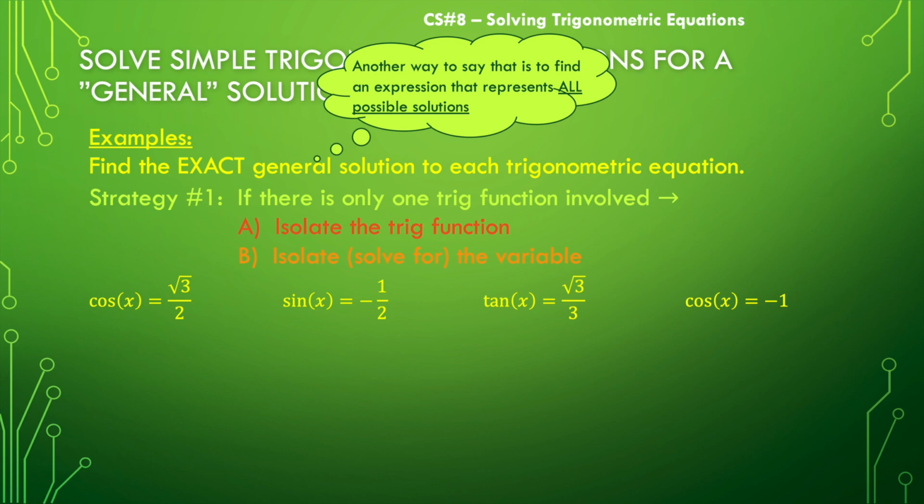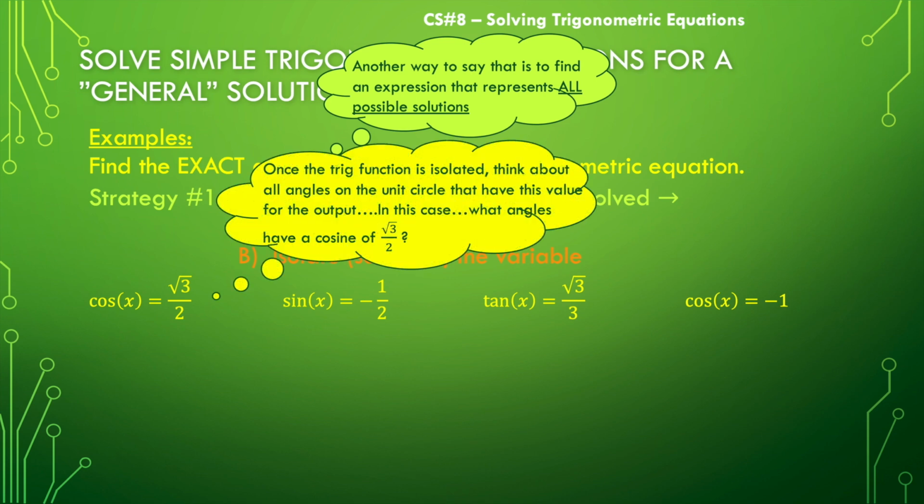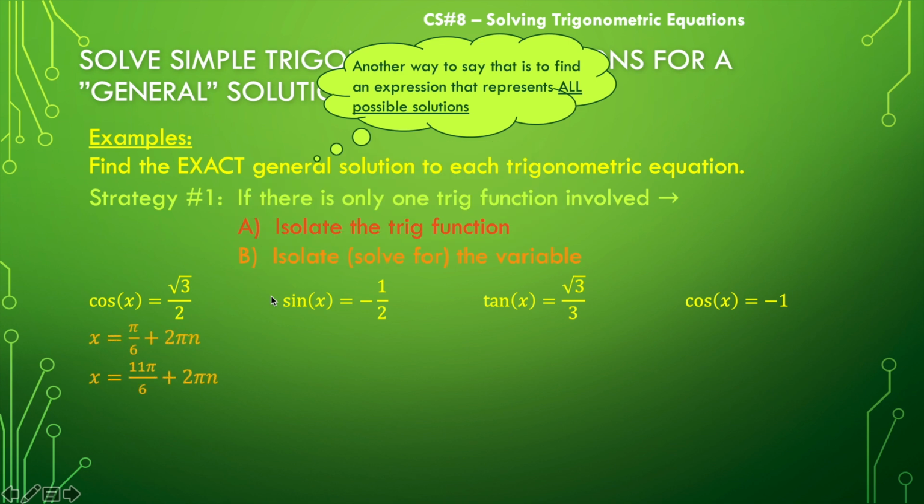When I come up with my solutions, what I'm really thinking about once I've got that trig function isolated is all the angles on the unit circle that have this value, the square root of 3 over 2, as output. In this case, I'm looking for all the angles on the unit circle that have a cosine of the square root of 3 over 2, or an x-coordinate of the square root of 3 over 2. All right, so we can say that that happens at pi over 6 and 11 pi over 6.